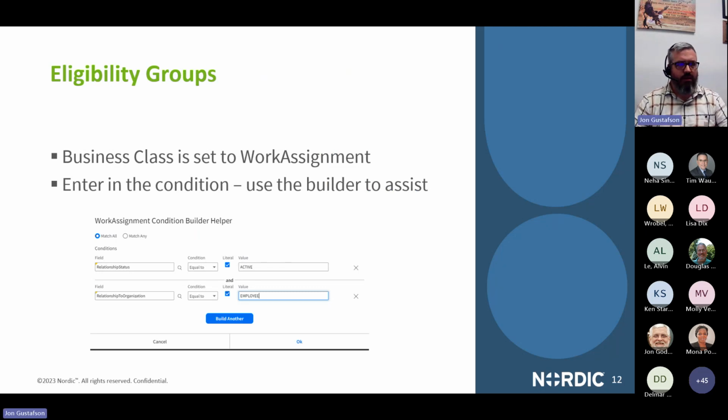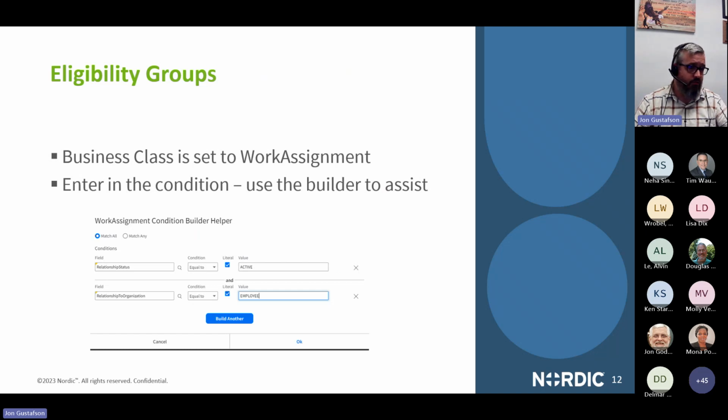So we've got our eligibility groups, the first of the 4 categories I had mentioned of the data that we have. Our eligibility group is really what's going to control what the criteria is for the records that are going to be included in your export. Do not be alarmed. It's going to have the business class set to work assignment.